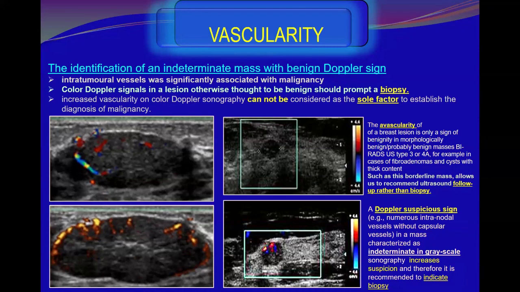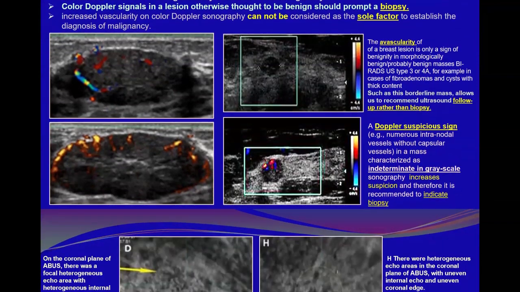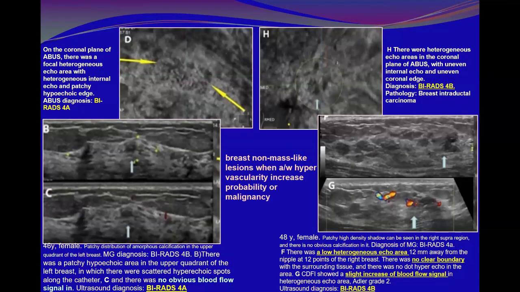But if the underlying lesion is borderline with some morphological suspicion and is associated with vascularity, it will raise the level of suspicion. And if the pattern of vascularity is suspicious, then it will further increase the score, and it will warrant biopsy.